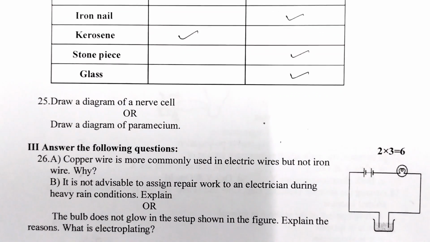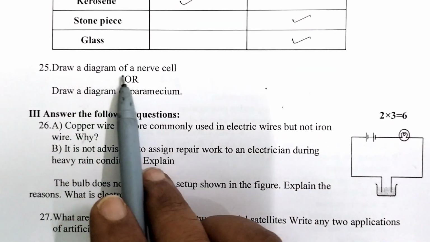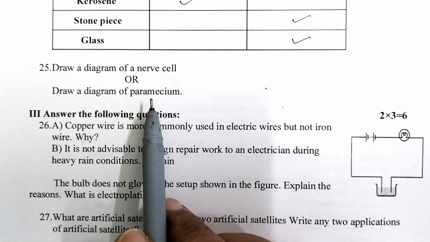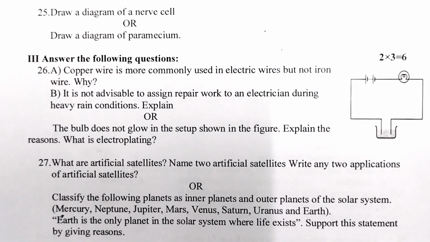So now let us move to the next question, that is 25th. Draw a diagram of a nerve cell. You have to draw the diagram, and a diagram of paramecium. So these two questions you have to answer. You have to draw the diagram. After that we are moving to the 26th question.